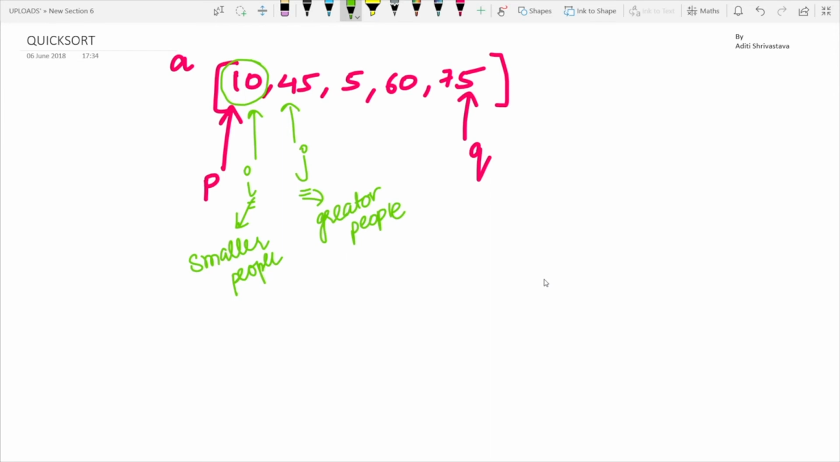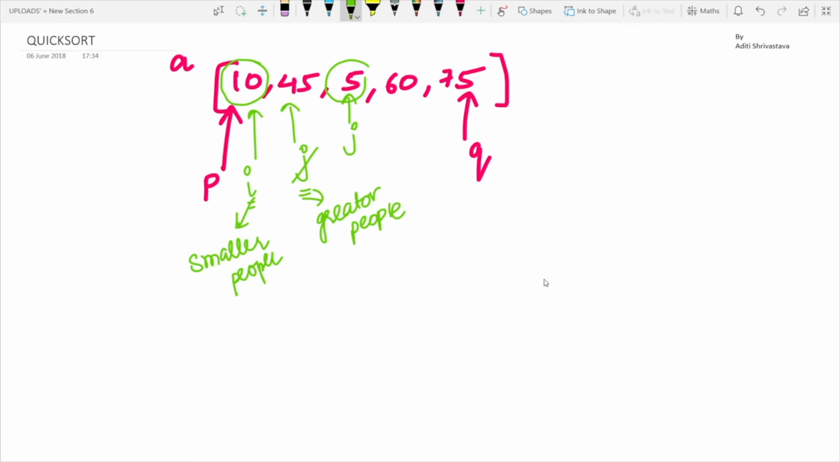So let's start this procedure. J is pointing to 45 and I is pointing to 10. Since 45 is greater than 10, J will skip and move. It will not do swapping. Then I will increment J, and then I will get 5. So I'm getting 5, which is less than 10.